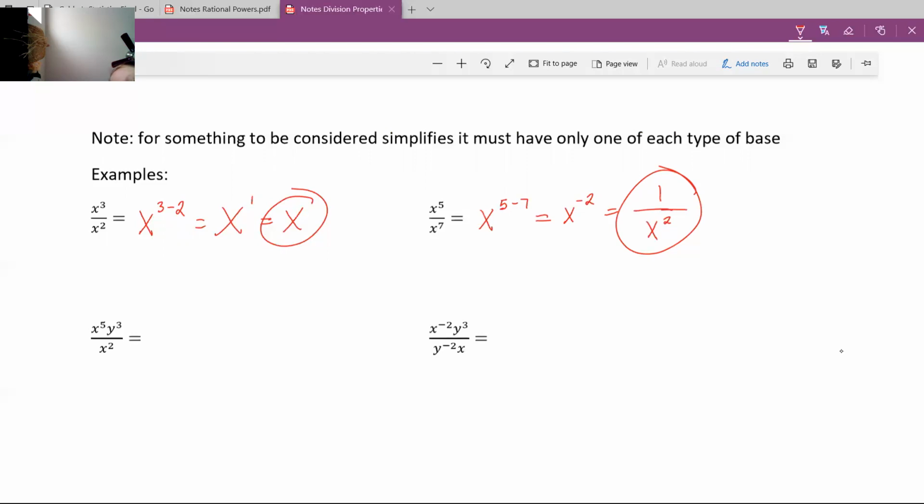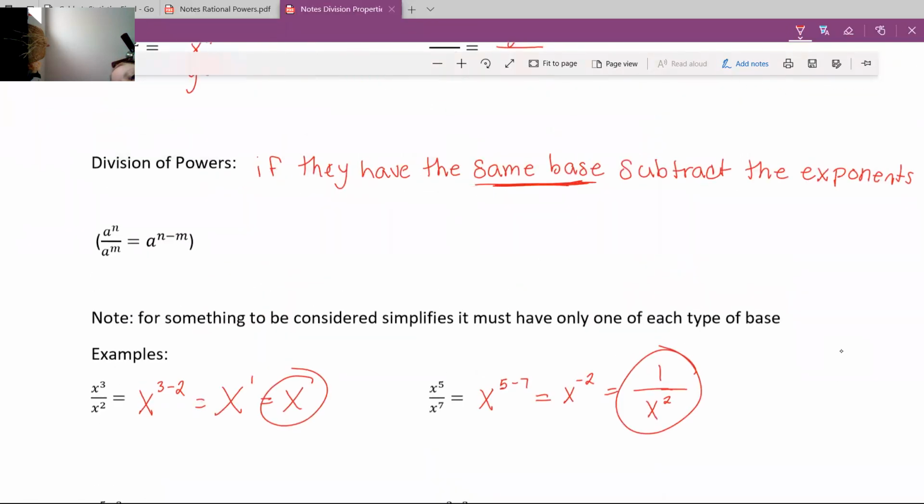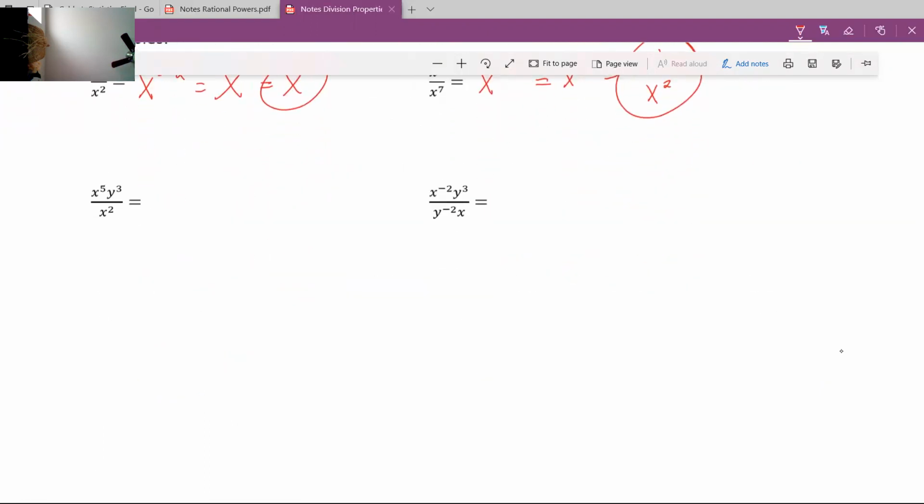Another option is you can think 7 minus 5 is 2, and 7 was on the bottom, so my x to the second needs to stay on the bottom. Remember, though, we said they had to have the same base. They needed to be the same thing raised to a power. So in the next example, x to the 5th, y to the 3rd, over x to the 2nd, the only thing that I can combine are my two x's. Remember, you have to combine like terms. So this becomes x to the 5 minus 2, and I just bring along my y to the third. 5 minus 2 is x to the third, y to the third.